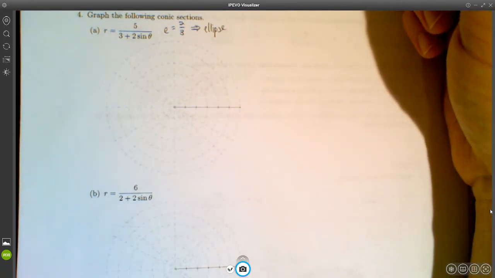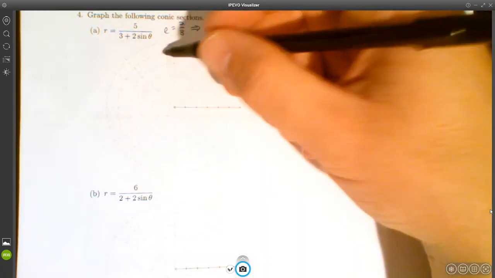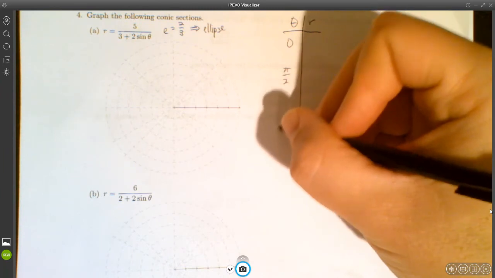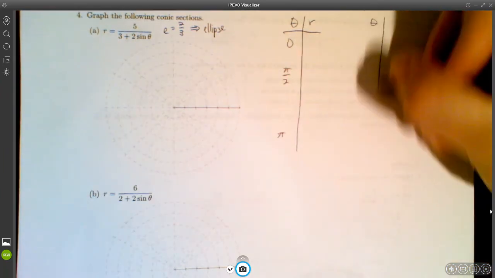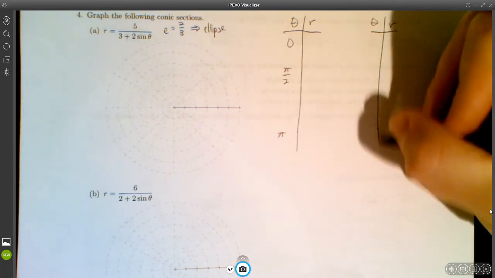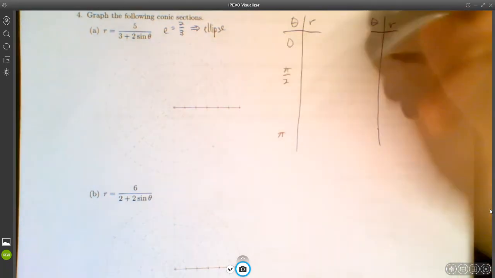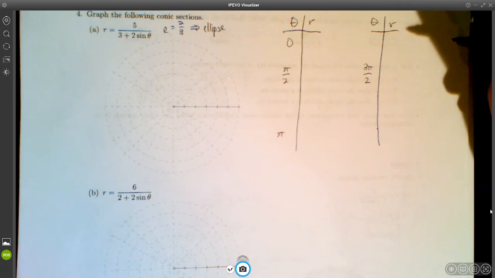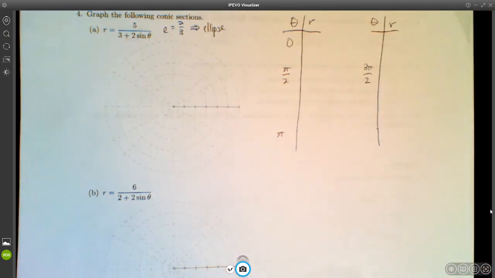So I'm expecting to get an ellipse, but I have no idea, does it look like this? Does it look like this? I mean, where is the ellipse? So really, I just have to plot some points to get an idea of what this thing looks like. So I'm going to plug in some things for theta and see what I get for r. I think a good place to start would be to do 0, pi over 2, pi. I'm leaving myself some space so I can come back and fill in some blanks if I need to. But I'm going to do 0, pi over 2, and maybe 3 pi over 2. And if that's not enough information, then I'll come back and do some more. But let's see what we get.